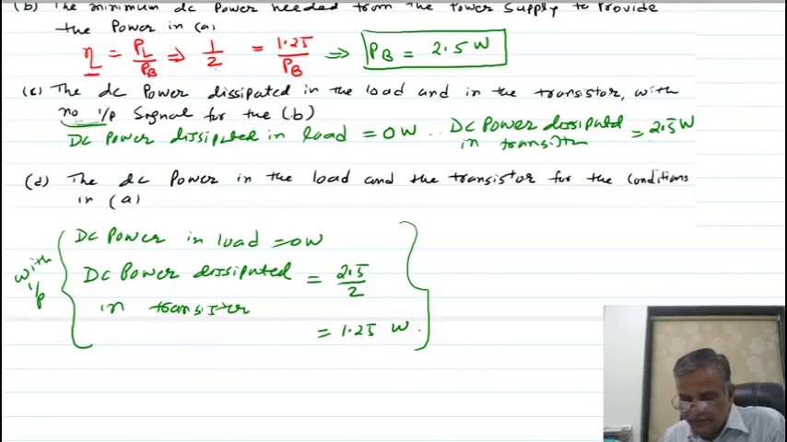Here I am ending the lecture. In the next lecture we will discuss how to overcome the 3 drawbacks or 3 disadvantages of a transformer coupled amplifier.